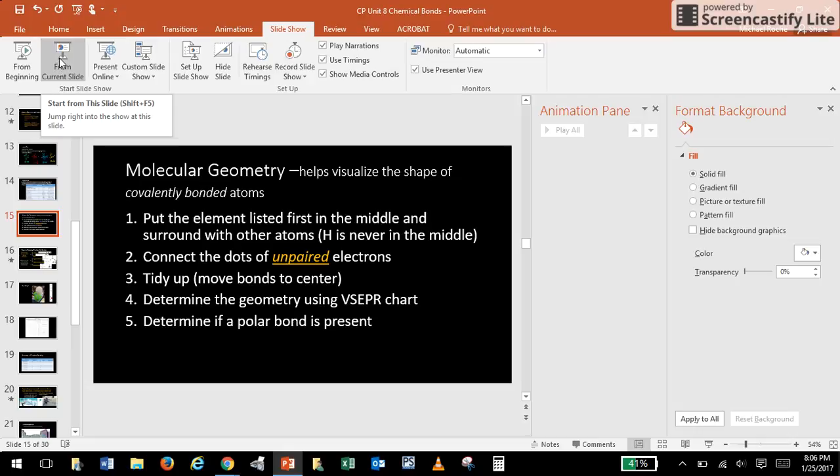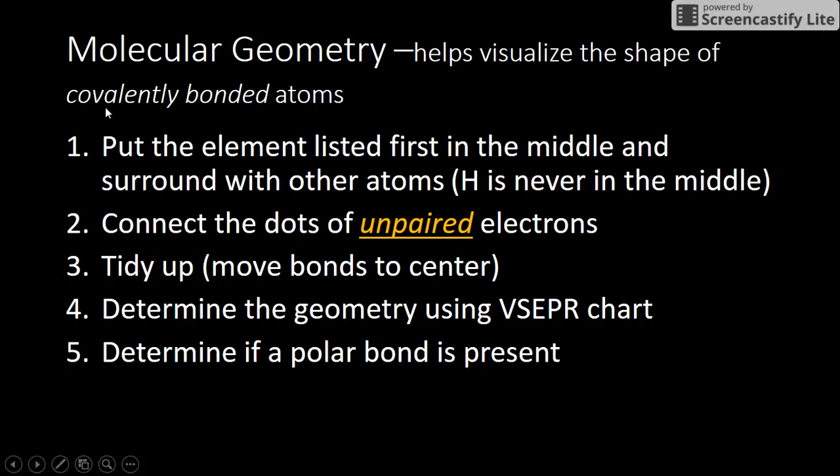All right, so here's where we left off, and it's molecular geometry. We've been through this a bunch of times in class, but let's just go through it real quickly here. It helps us visualize what shape covalently bonded atoms become as molecules. Whatever element is listed first, you're going to put that in the middle and surround it with the other atoms.